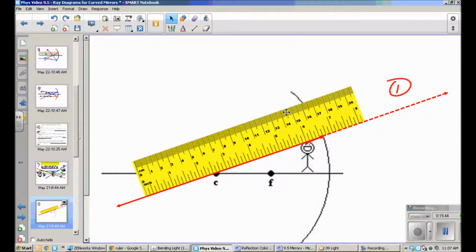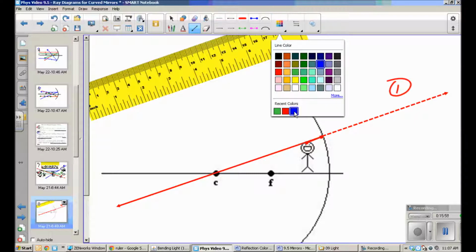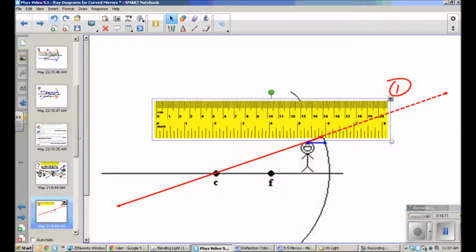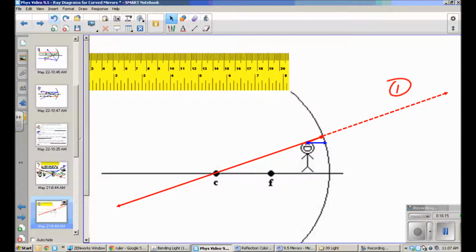Beam number 2, I'm going to skip the ruler for this one. It says line up the ruler with the top of the object so it's parallel to the primary axis, and draw a ray that goes from the top of the object to the mirror. So I'm going to draw this one in blue, you're going to end up with a beam that goes from the top of his head to the mirror. So that line that I just drew is parallel to the primary axis. If I had used my ruler, which I guess I probably should have just done in the first place, I would have lined up the ruler like that. Cool? All right, so there we go.